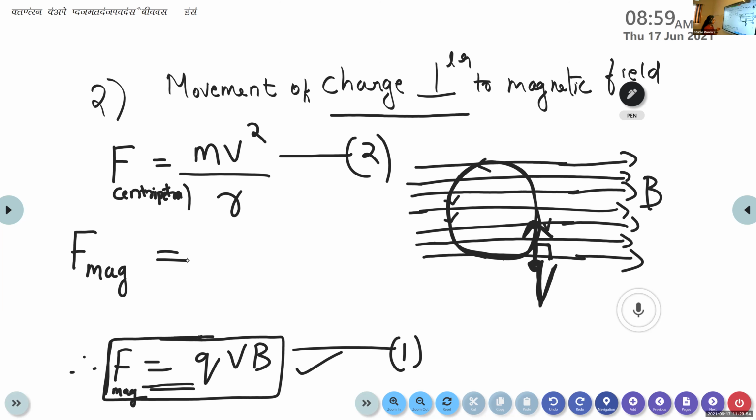These two forces must be balanced, then only the movement of the charged particle is possible. These two forces, that is the force due to the magnetic field and the centripetal force, must be balanced, then only the movement of the charged particle is possible in a magnetic field, or it moves smoothly in a circular path. The movement becomes possible only whenever these two forces are balanced. That is, the force exerted by the magnetic field is equal to the centripetal force.